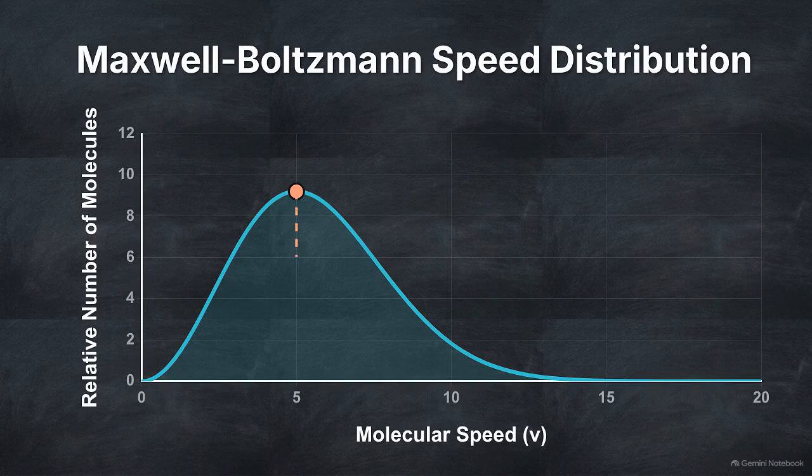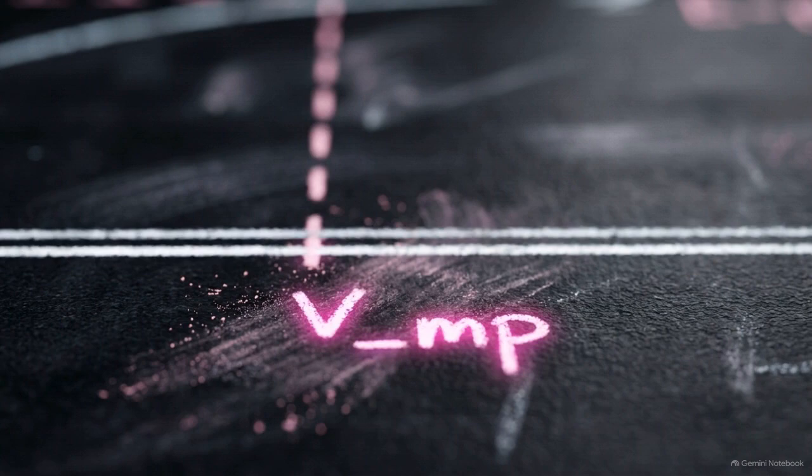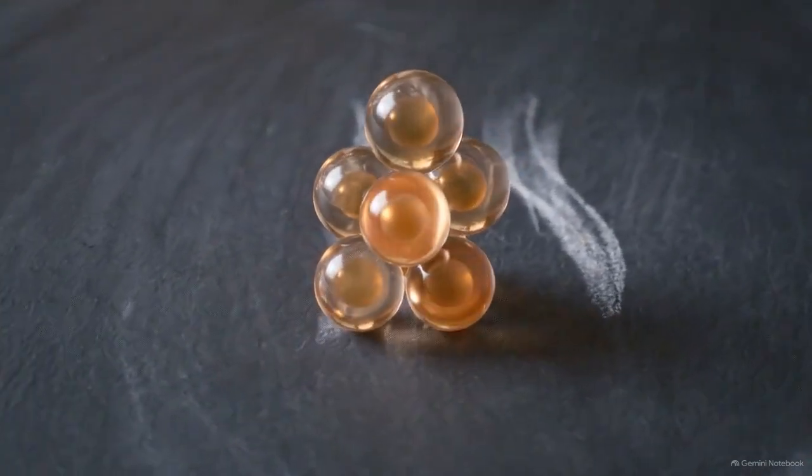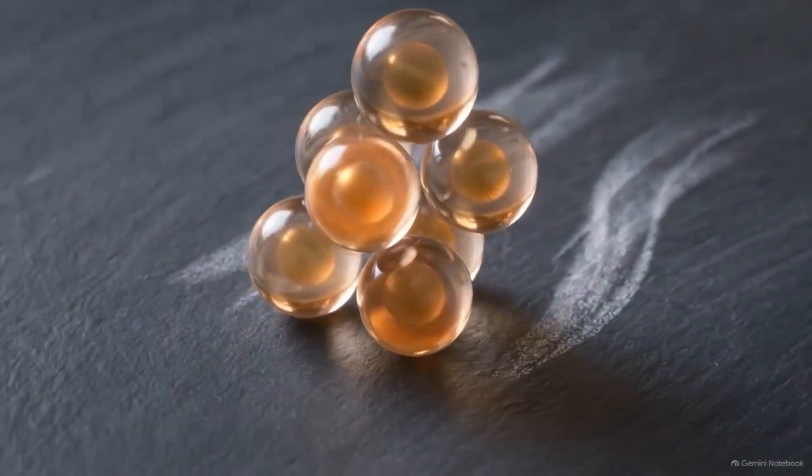Dropping a line from the highest point of the curve to the x-axis identifies a specific velocity. This intercept is v sub mp, the most probable speed of a molecule in the system. This resulting curve provides a perfect mathematical snapshot of chaotic gas speeds at a single moment in time.